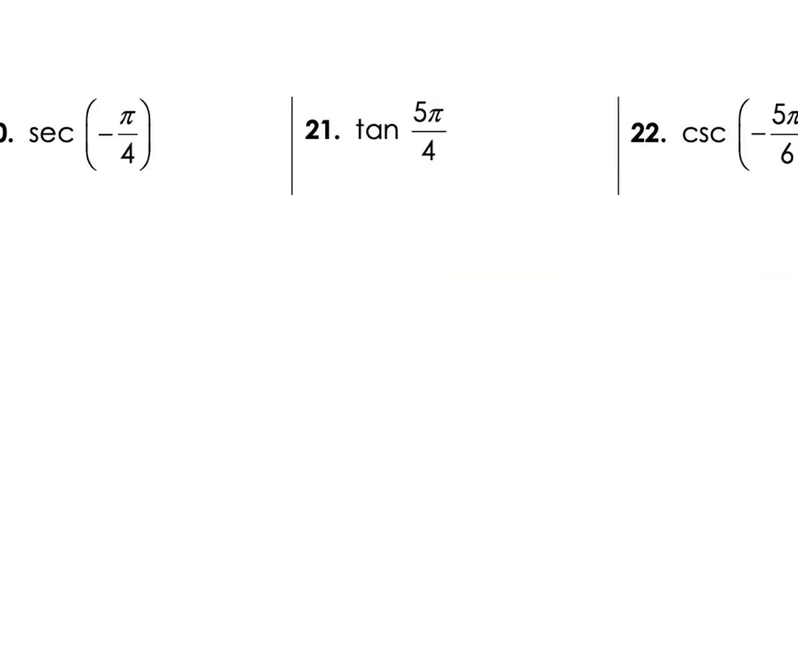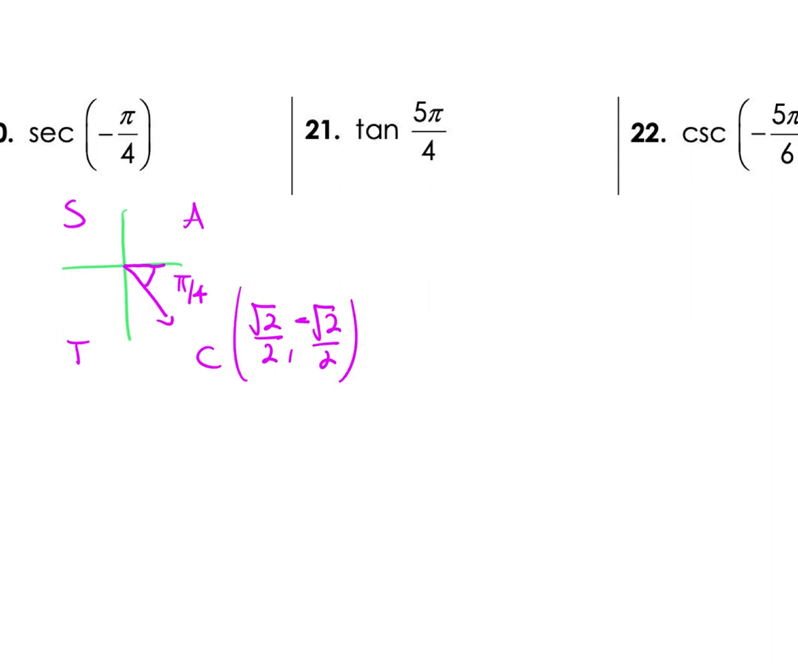Now we have secant of negative pi over 4. So you draw the angle just going in the opposite direction. So we go this way. So this is pi over 4. And it's all students take calculus. So the point that associates with this is radical 2 over 2, comma radical 2 over 2. And then it's negative in the y value, which means sine would be negative.